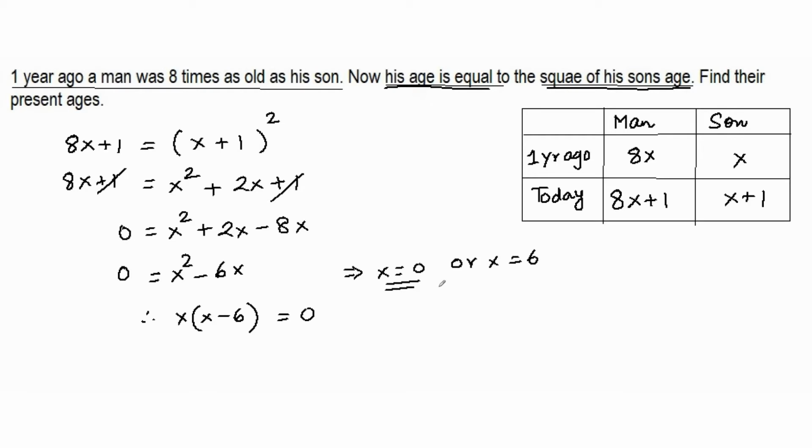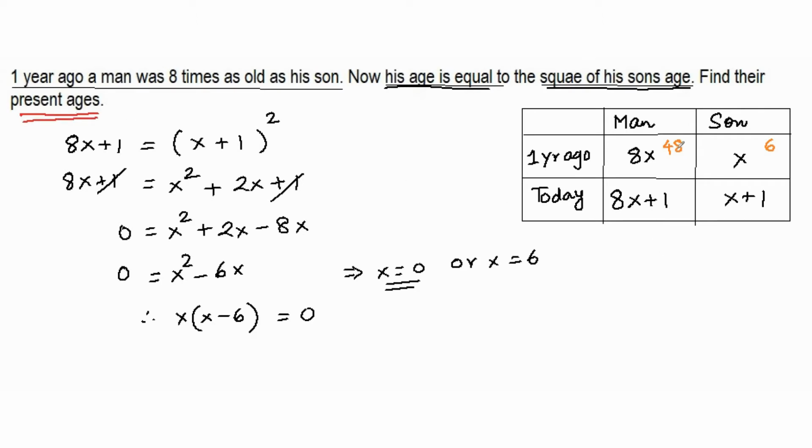And the son cannot be 0 years old, which means that the son was 6 years old 1 year earlier, right? So the son's age 1 year ago was 6 years and the father was 8 times 6, that is the father was 48 years old. Now what is the question that they have asked? Find their present age. So we have to find their age today.